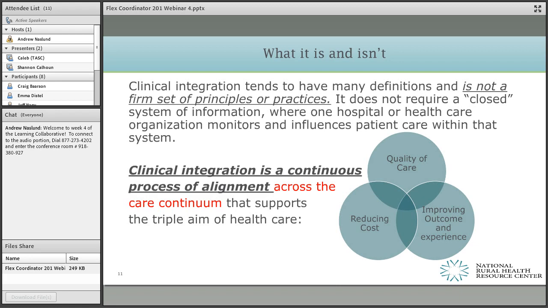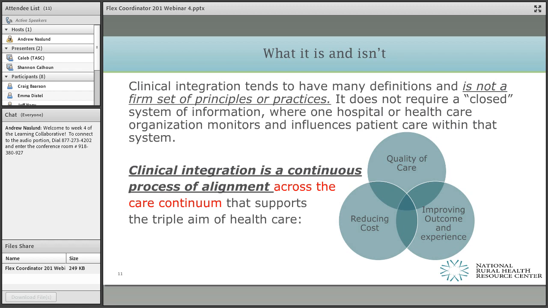So I haven't really said clearly what it is or isn't, so I'm going to take another swing at it for you. Clinical integration has many definitions, but it's not necessarily literal or specific. It does not require a closed system, which people might actually connect that with, where it's one hospital, one healthcare system, or organization that monitors and influences the patient care within that system. So it's not a closed system. It's not firm. Counter to that, clinical integration is a continuous process of alignment across the care continuum.